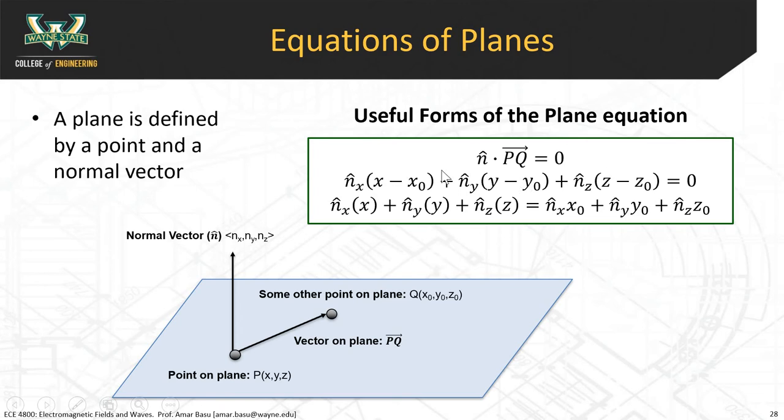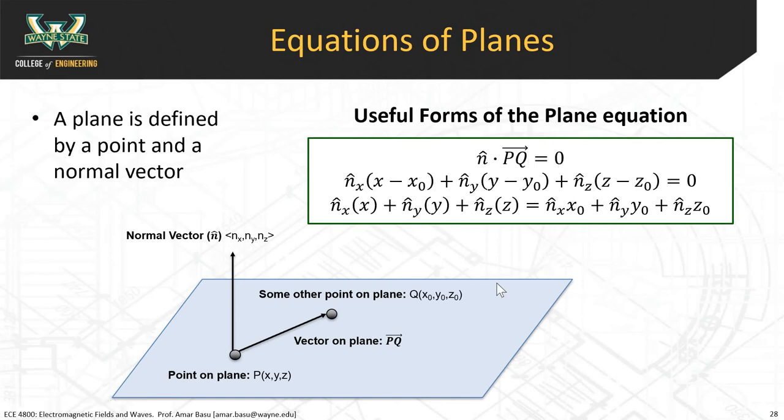That's where we come up with the second line here. We just expanded out the PQ, and then in this last line, we moved all the x, y, and z terms to one side, and the x naught, y naught, z naught terms to the other side. So these are all originating from this basic equation, n dot PQ is equal to zero.